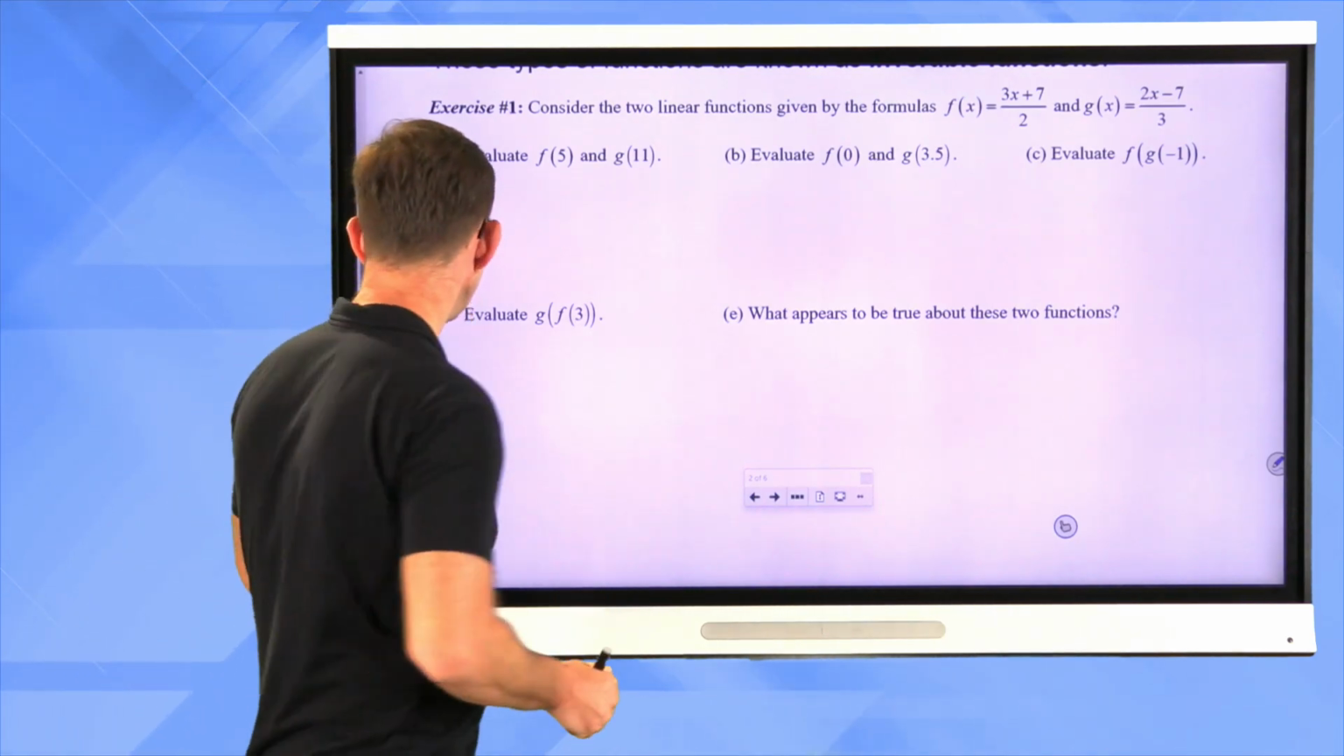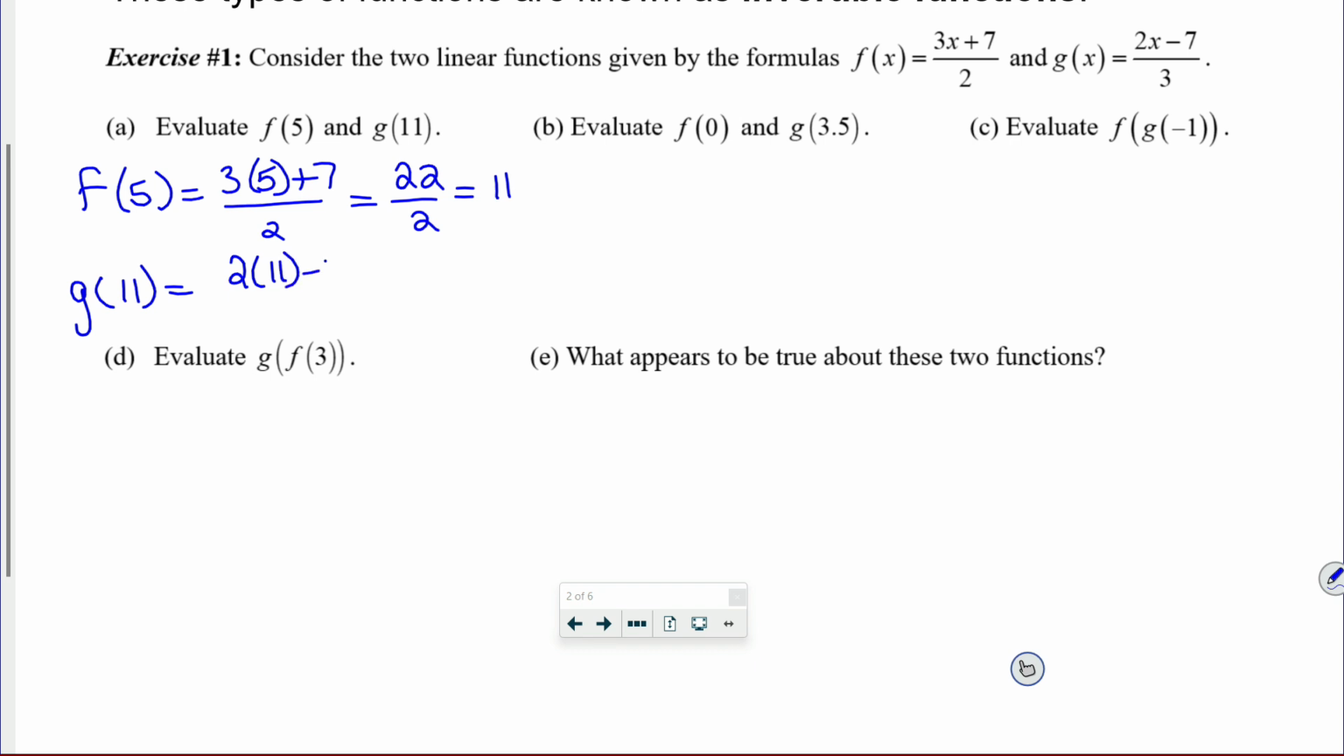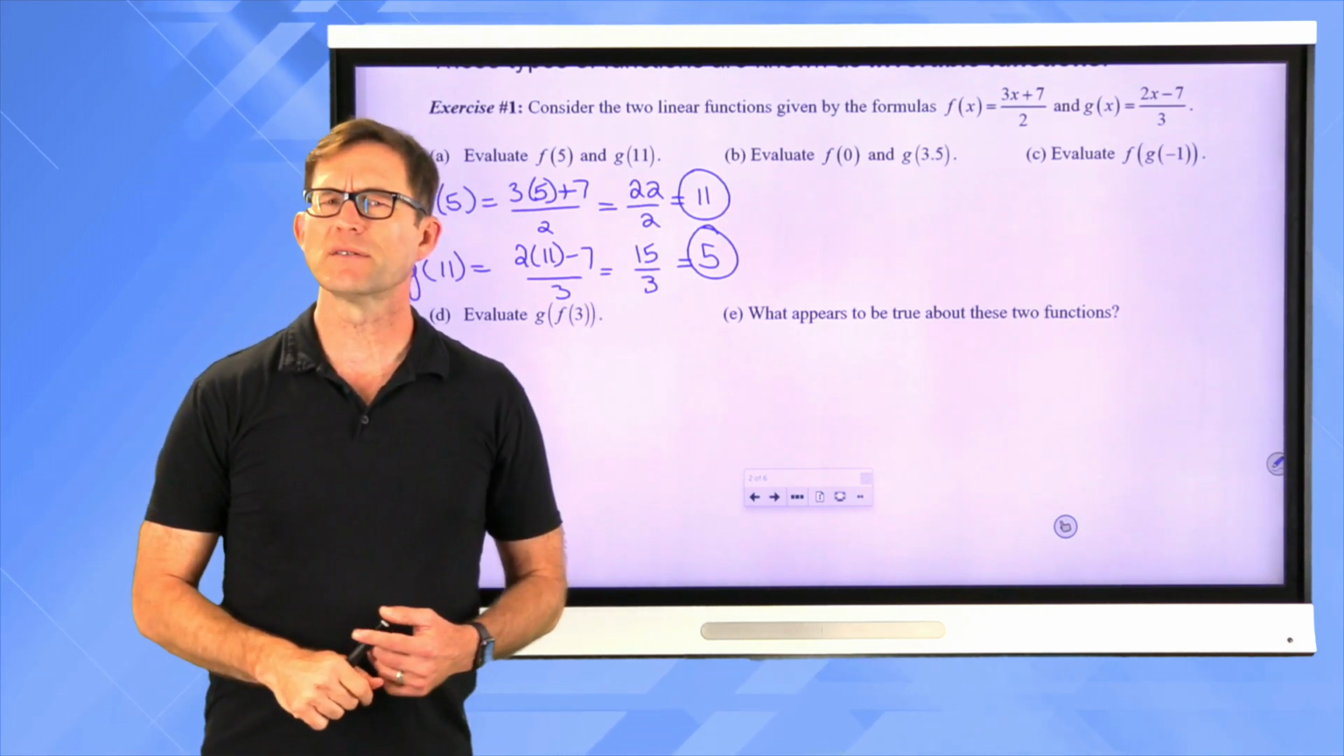All right, well, let's do it. f of 5, simple enough, 3 times 5 plus 7, all divided by 2. That's going to be 15 plus 7, which is 22, divided by 2. And that gives me 11. Let me do g of 11. That's going to be 2 times 11 minus 7 divided by 3. That's going to be 22 minus 7, which is 15 divided by 3, and that's 5. All right, fair enough. So f of 5 is 11 and g of 11 is 5.